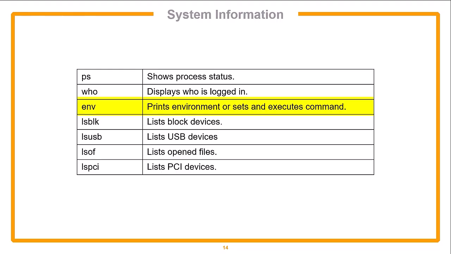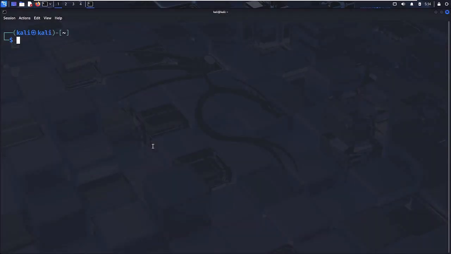We also have hardware list commands: lsblk lists block devices or hard drives, lsusb lists USB devices, lsof lists open files, and lspci lists PCI devices. Let's put this into practice.